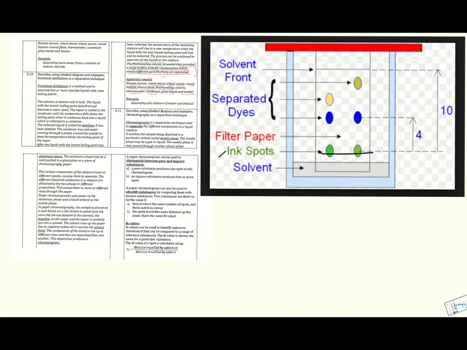The ink spots are going to spread because they dissolve in the solvent at different rates, so they are going to travel on the chromatography paper at different speeds. And they are going to separate into their components. Suppose this is dye 1 and this is dye 2, or A and B. Dye A consists of 2 colors, while B also consists of 2 colors. Both of them have blue, but dye A has yellow and dye B has green.